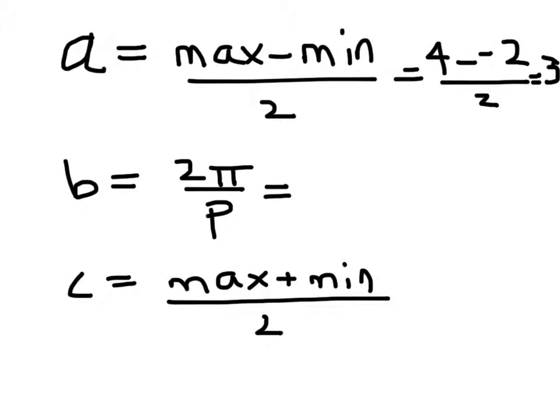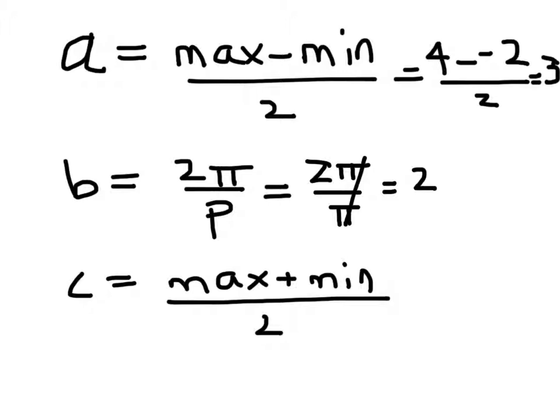B is the frequency. The formula for frequency is 2 pi over the period. Looking at this graph, I see that it has a peak at negative pi, and it peaks again at 0, and the distance from negative pi to 0 is a distance of pi. And so the frequency is 2, which means there will be 2 full cycles between 0 and 2 pi, which makes sense because when I look at the graph, I see a full cycle of this graph between 0 and pi, so there must be 2 of them between 0 and 2 pi.